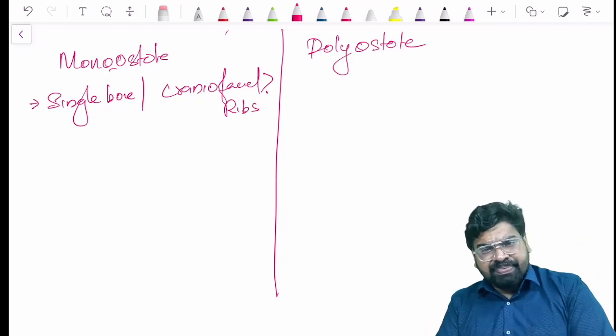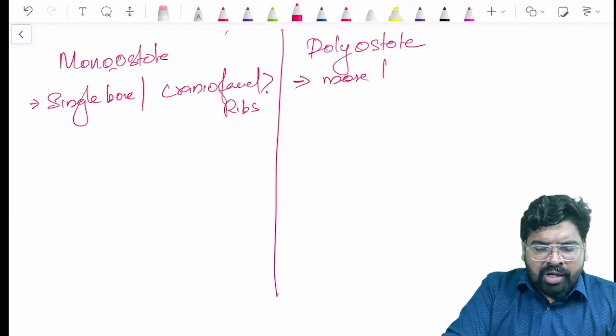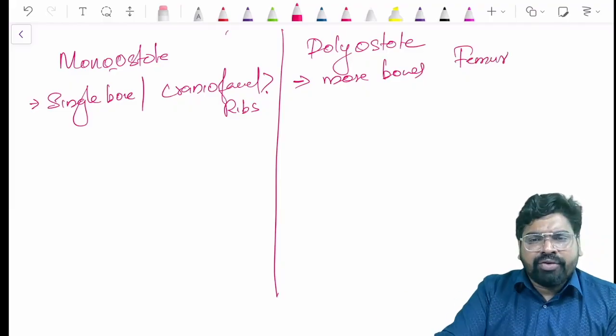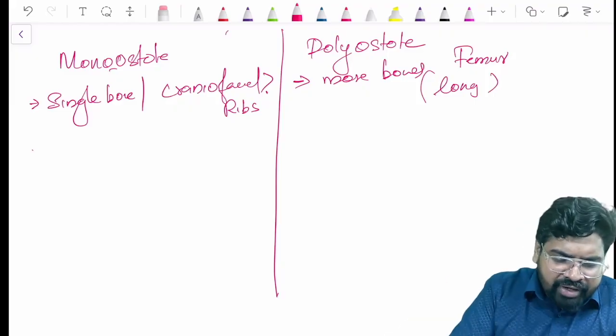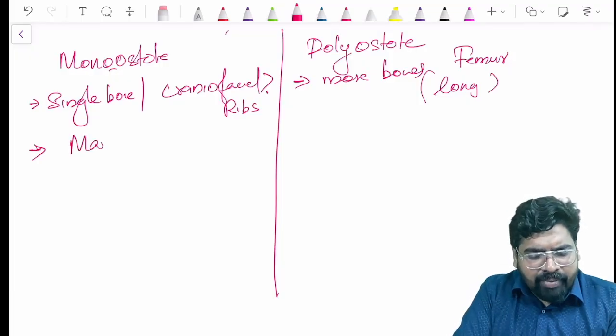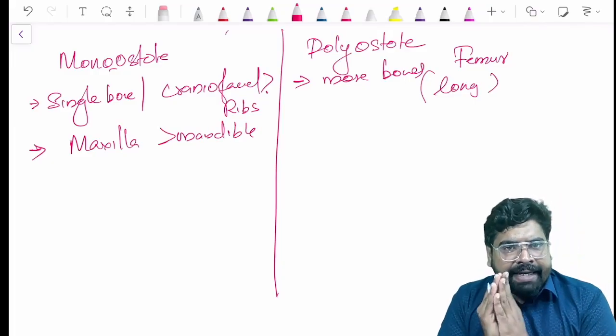While polyostotic will affect more bones, mainly your femur. Okay, long bones are affected most commonly. And in monoostotic fibrous dysplasia, if you take the craniofacial bones, the maxilla is most commonly affected. Maxilla is affected more than the mandible. See why I am saying this, because these are all clinical based questions.